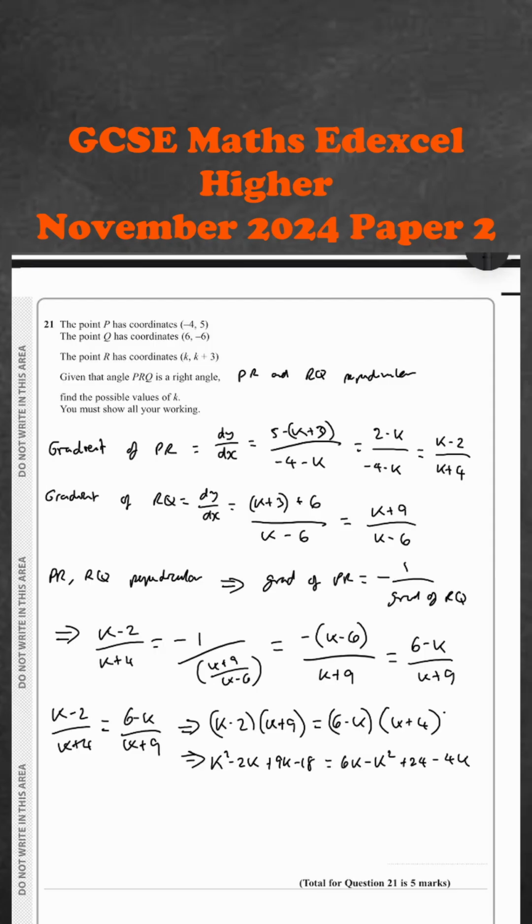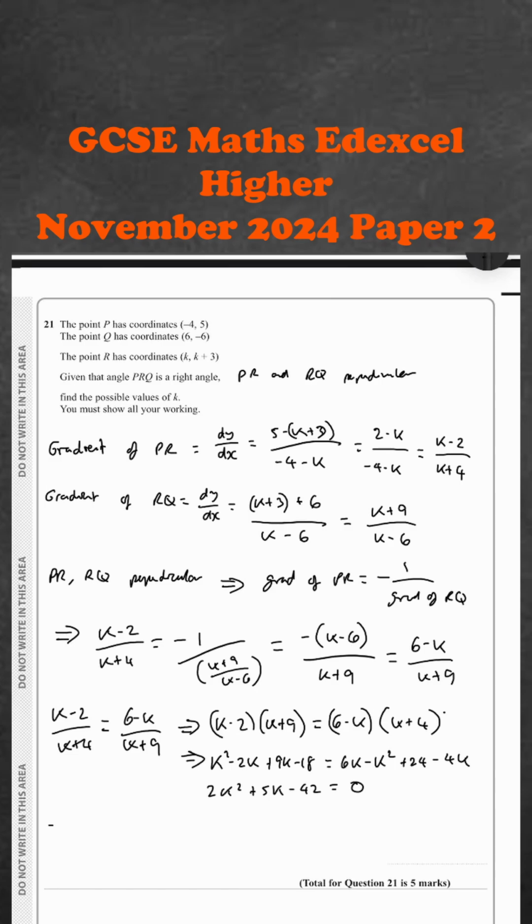Simplify this out, we're going to get 2k squared on this side, minus 2 plus 9, so we have a plus 7k. On the other side we have a plus 2k, so we're going to end up with a plus 5k, minus 18 minus 24 gives you minus 42 equals 0.